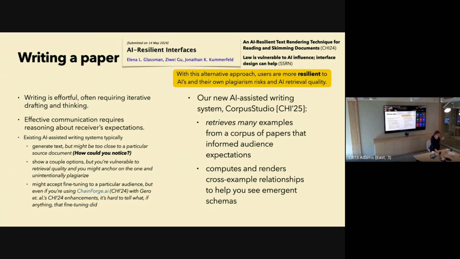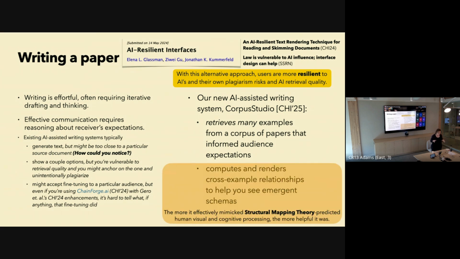Okay, so I'll also just point out that the more effectively we render the cross-example relationships, the better we mimic the kind of support that our internal structural mapping engines need. I think the more helpful this is. And I'm saying that from a position of having made systems that do this over and over again. So I think that's what makes this particular approach work when it does work.